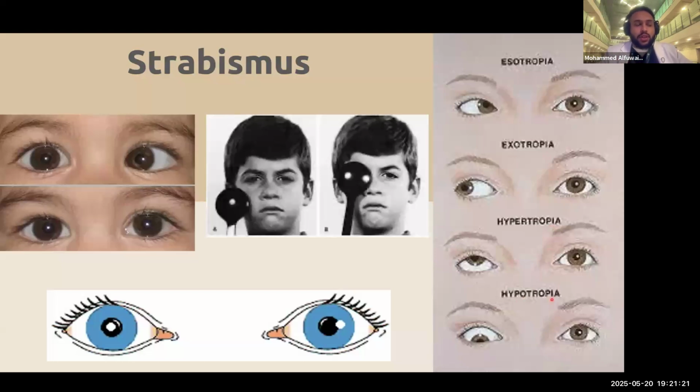Hypotropia is the opposite. The eye is looking downwards. Now I'll go over the causes, but I'll answer the question in chat. The lateral rectus is over here, so it moves the eye laterally.